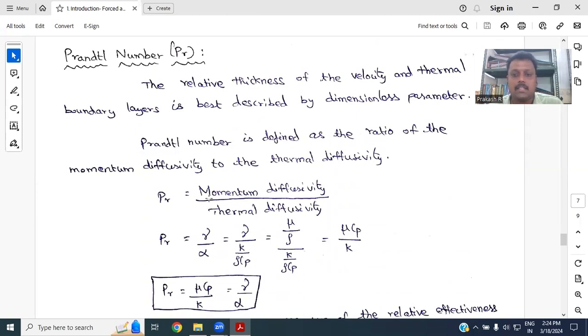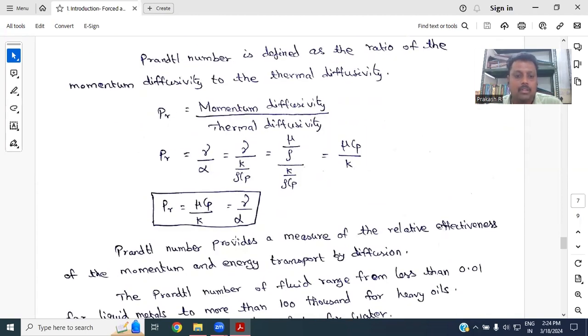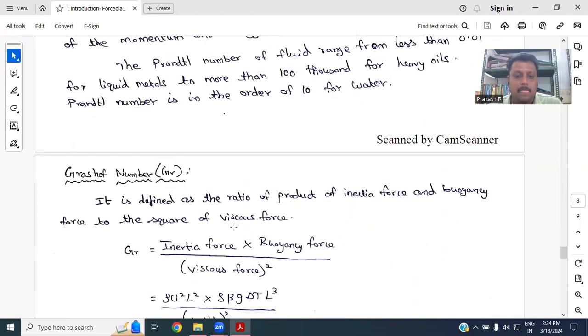The Prandtl number is defined as the ratio of momentum diffusivity to thermal diffusivity. So by substituting the momentum diffusivity and thermal diffusivity terms, the final equation becomes gamma by alpha. That is the Prandtl number equation.